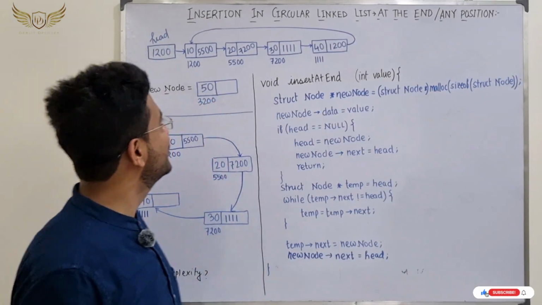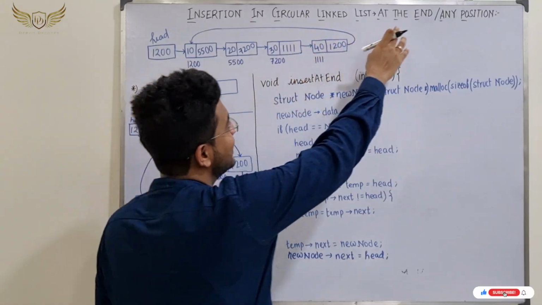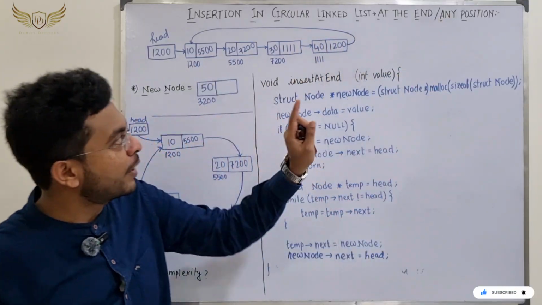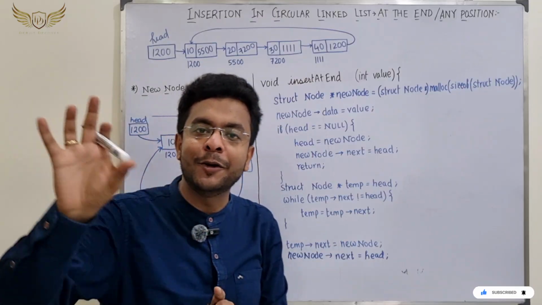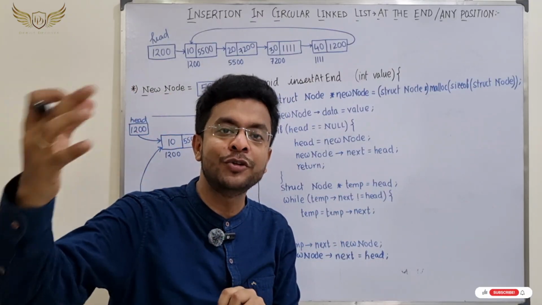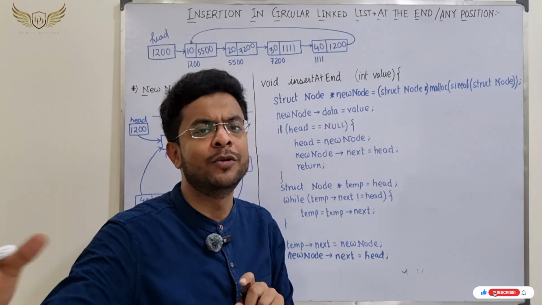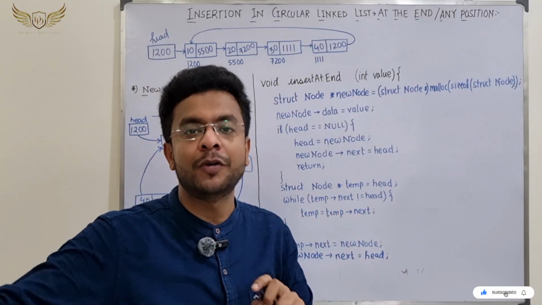So in this video we are going to see insertion in a circular linked list at the end or, say, at any position. Okay, so we'll first talk about how to insert a node at the end of the circular linked list. Then I'll also tell you how you can insert that particular node, or any particular node, at any position of a circular linked list.